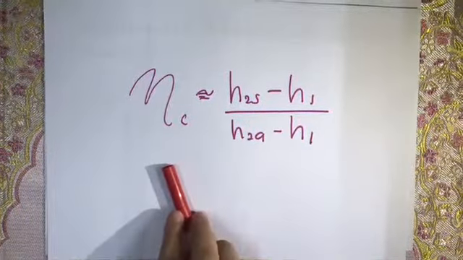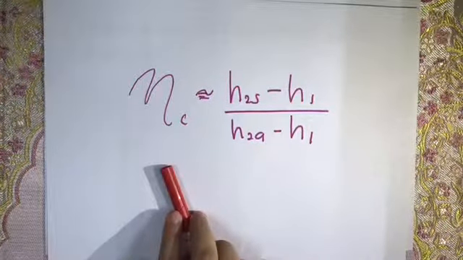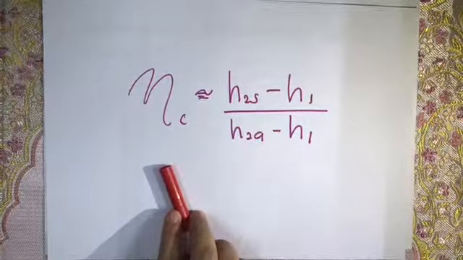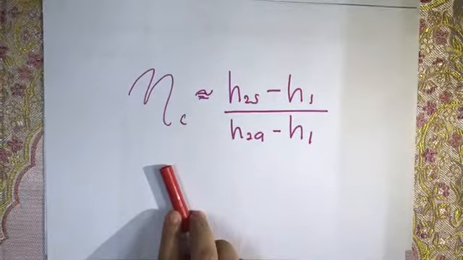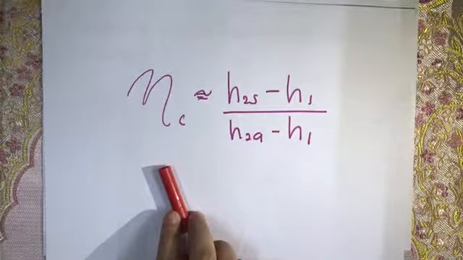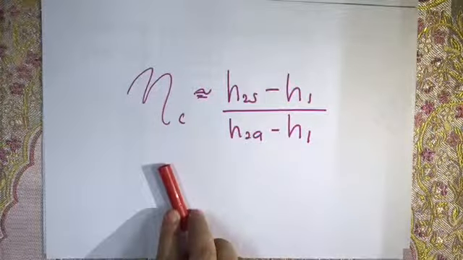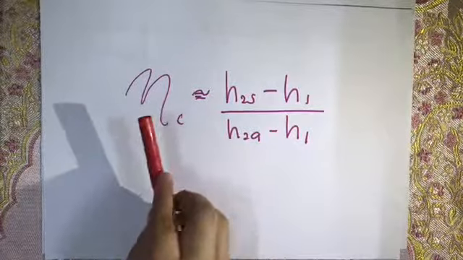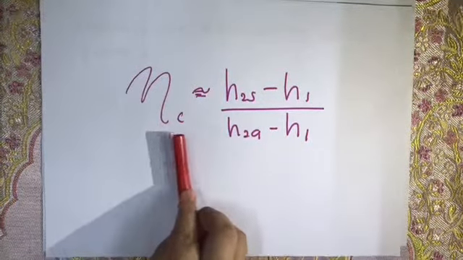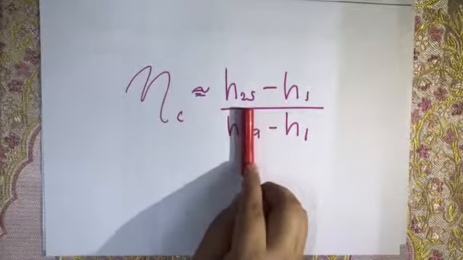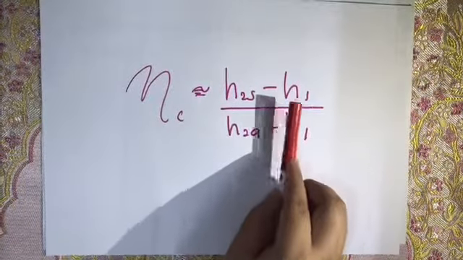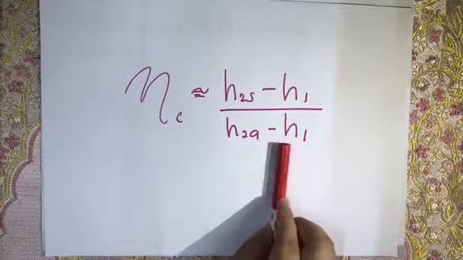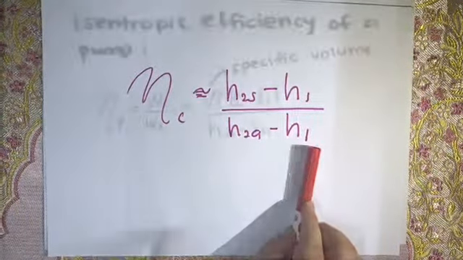When the changes in kinetic and potential energies of the gas being compressed are negligible, the work input to an adiabatic compressor becomes equal to the change in enthalpy, and the equation for this case becomes: efficiency of compressor equals the enthalpy of 2s minus enthalpy 1, over the enthalpy of actual minus enthalpy 1.